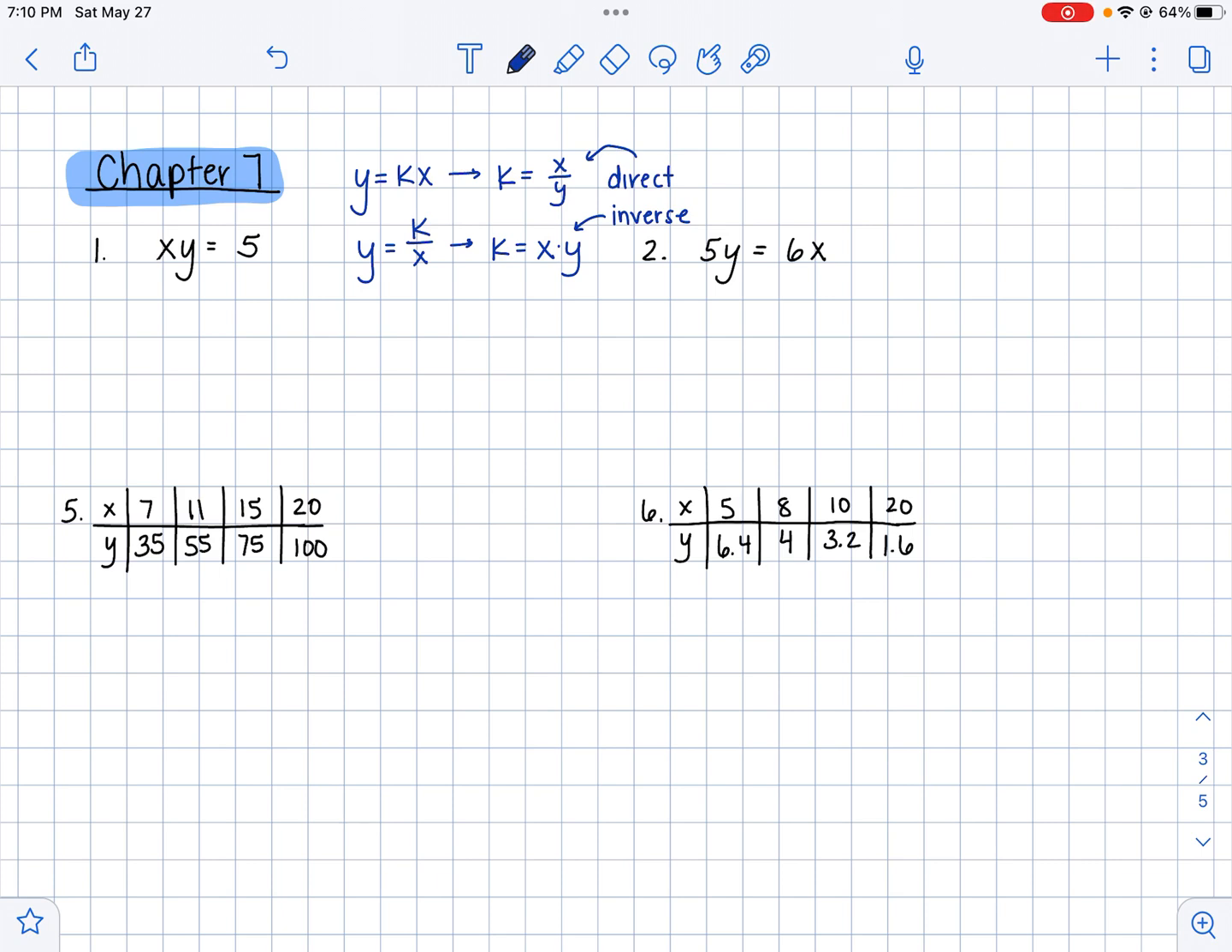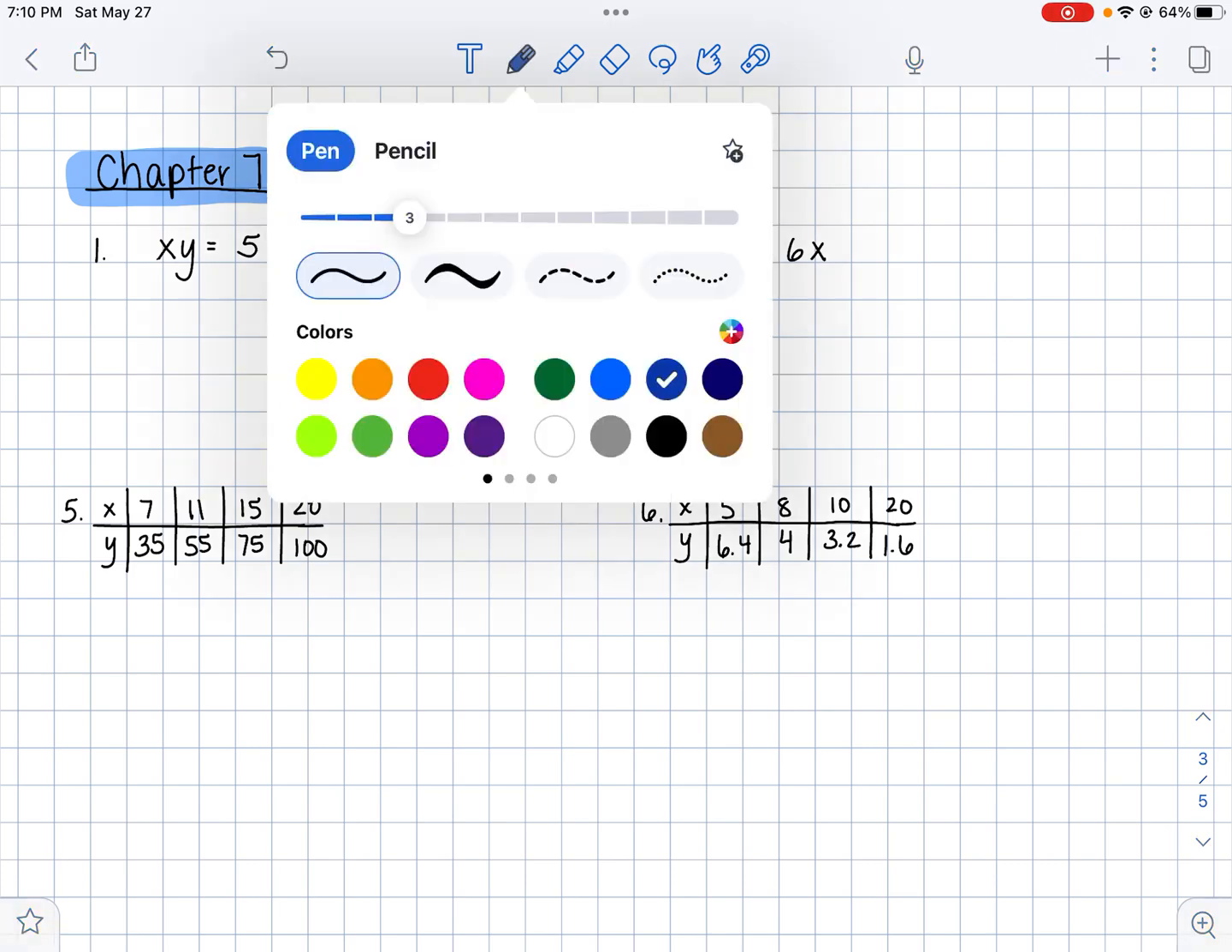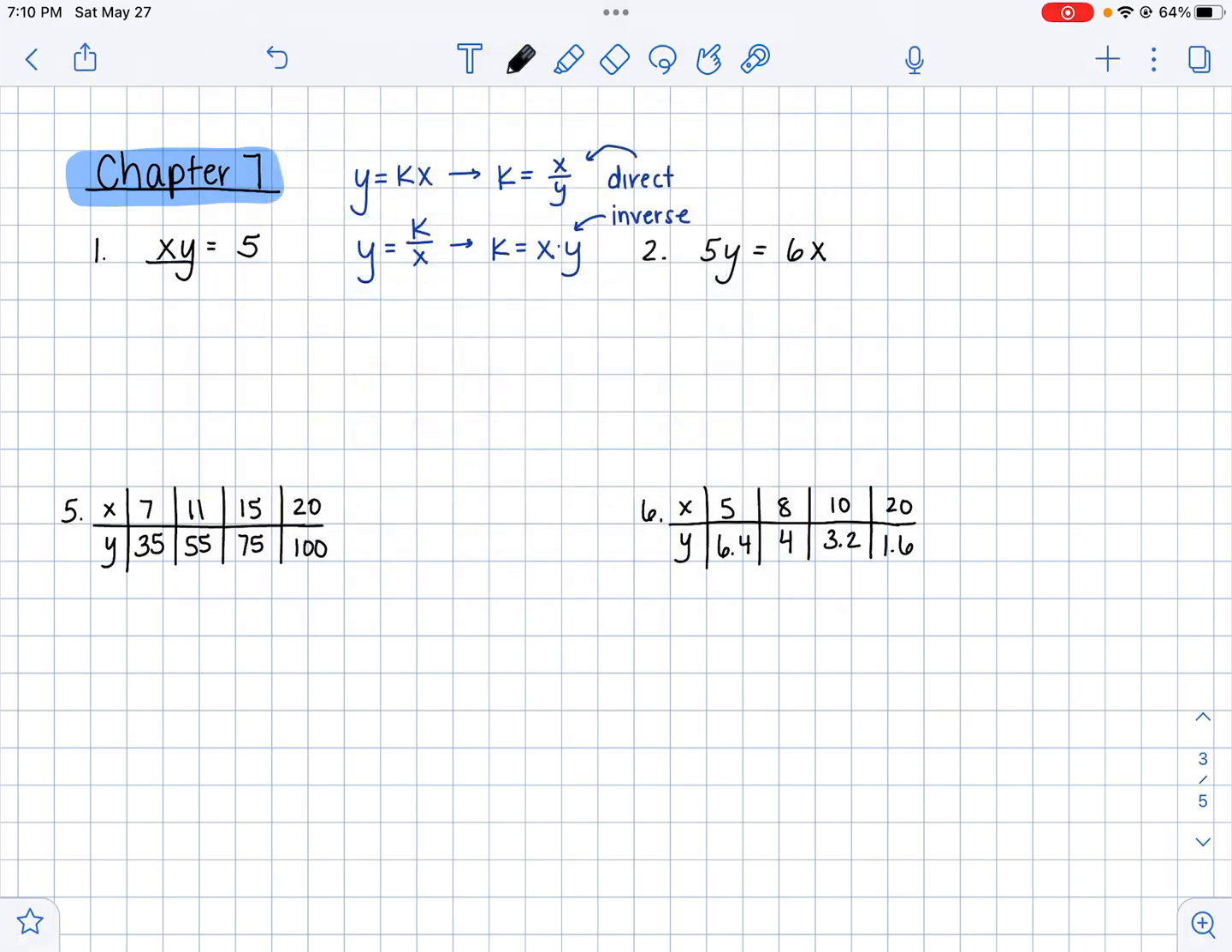When I look at number 1 and number 2, I think the easiest thing to do is try to identify what the equation looks like when it's y equals. That to me makes the most sense. So I'm going to go ahead and solve for y, and I'm going to do that by dividing by x. So y is equal to 5 over x. If this is the equation, it looks like this is going to match the inverse equation, and that would be your answer. This is an inverse variation.